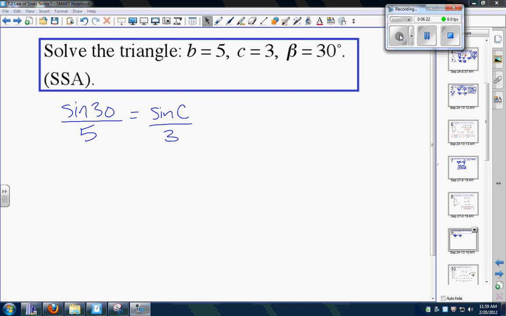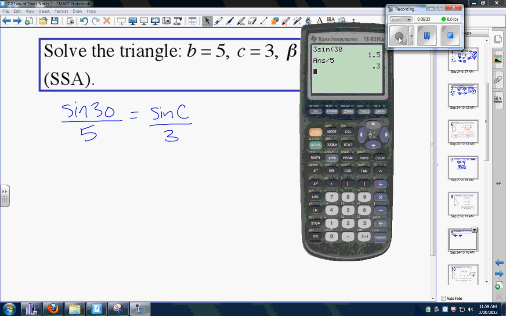Sometimes I do that. It just helps me keep track of things because we don't use lambda as often as we do alpha, beta. So we keep that guy there. We go ahead and we solve for this. When we do, what we find is the sine of C comes out to be 0.3.